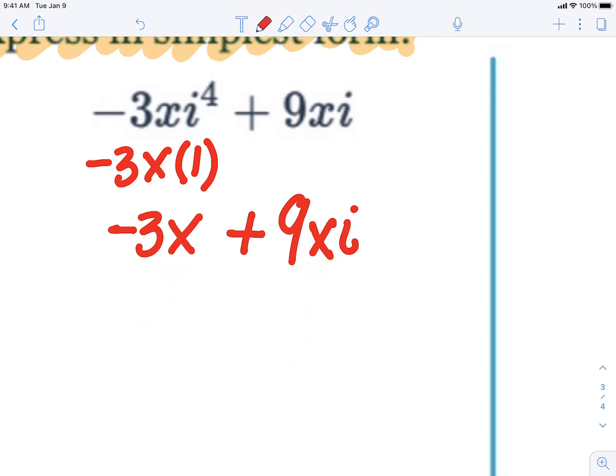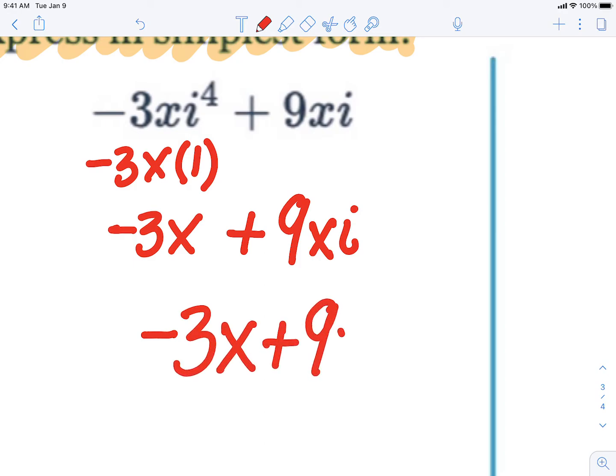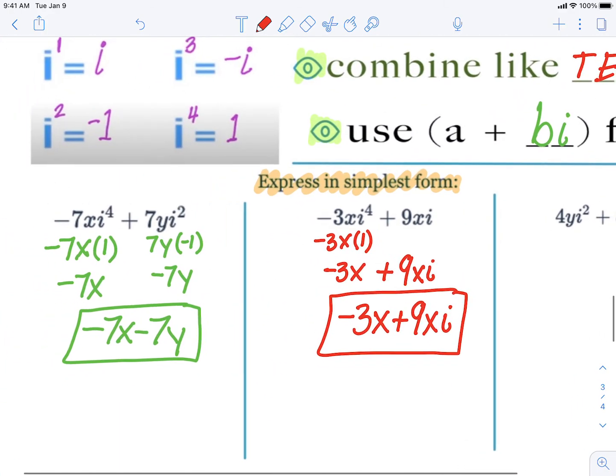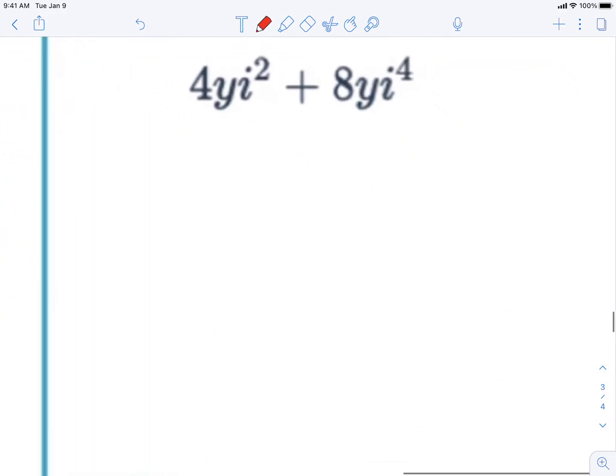So what I'll do is I'm going to write them down. Negative 3x and plus 9xi. And this one goes second because it has the imaginary, right? So there's that. Look at that. That's our second example.